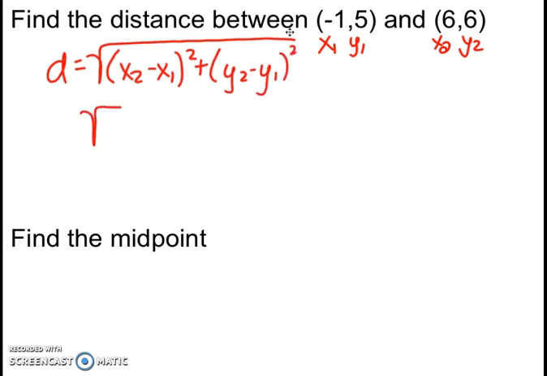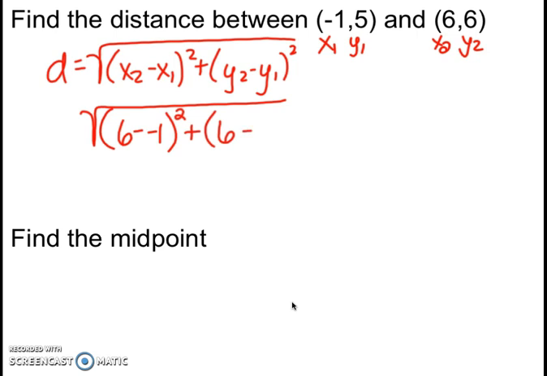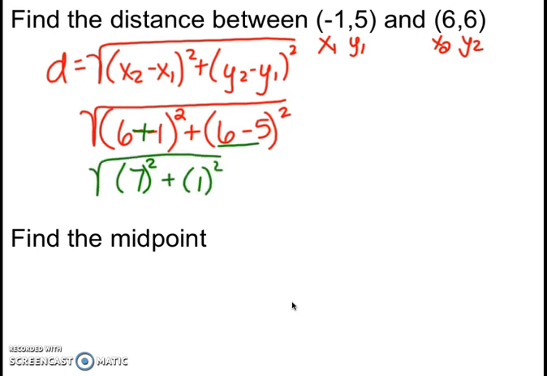So now let's substitute all of those numbers into our square root. So start off with x2, which was 6, minus a negative 1. So again, that minus sign's always in your equation. Squared, don't forget that, plus your y2, which was 6, minus your y1, which was 5, squared. Okay, so now we know that if you've got two negatives, it's a positive. So 6 plus 1 is going to be 7. So I'm going to have 7 squared plus 6 minus 5 is just 1 squared, all under the square root.